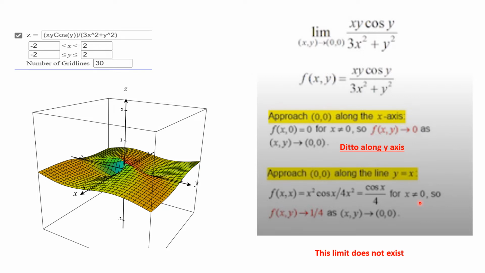And so now I'm going to take, and again I'm going along this line y equal x, so that is x. So that is as that tends to 0. So this is getting closer and closer to 0. The cosine of 0 is 1, so that gets closer to 1/4. Notice that this number, 1/4, is different than 0. That means that the value we get depends on the trajectory of our approach. That is, this limit does not exist.